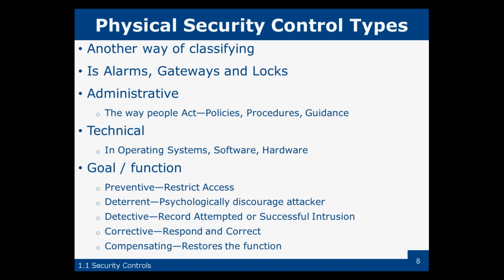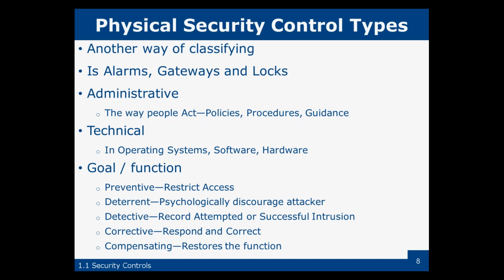Physical security control types. Physical security is another way of classifying security. Physical security is probably where your security should start, because, for instance, you can hack a Windows server pretty quick if you can get physical access to it. You can change the password on a Cisco router in maybe 3 or 4 minutes if you can get physical access. So physical security becomes a big deal. Alarms, gateways, and locks, all of the things that we do.